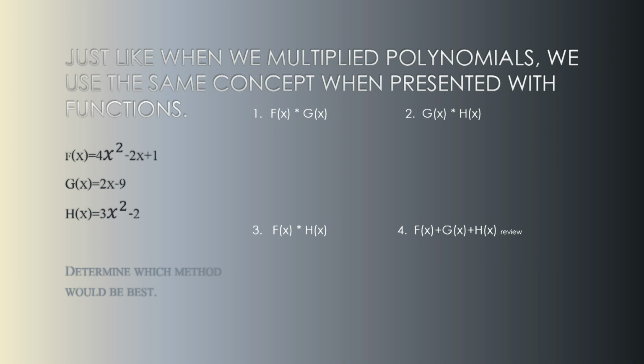Okay, so let's look at number 1. It says I'm going to multiply f of x to g of x. So let's go ahead and write that so we can see what the problem looks like. I've got 4x squared minus 2x plus 1 times g of x, which is 2x minus 9.